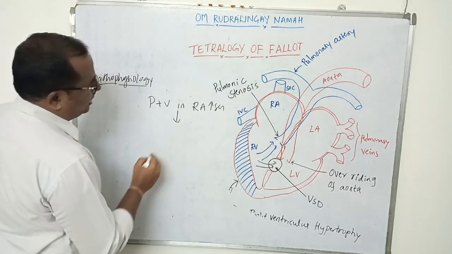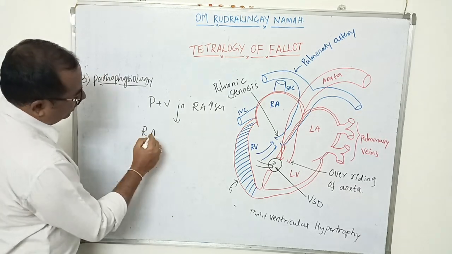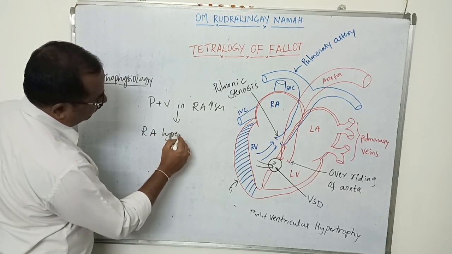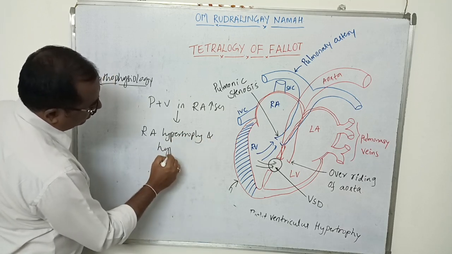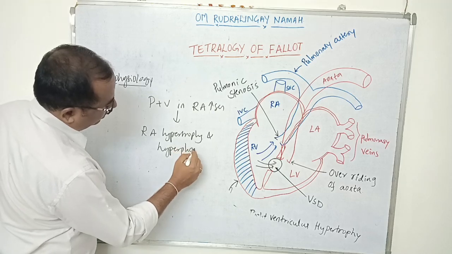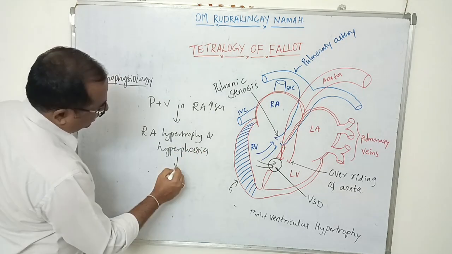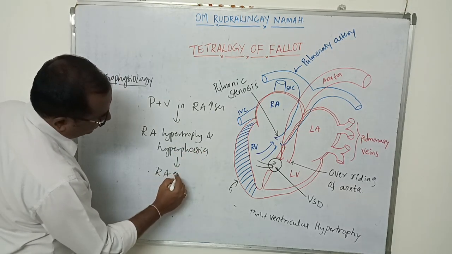So what happens here? Right atrial hypertrophy and hyperplasia. Okay, so that leads to right atrial enlargement.